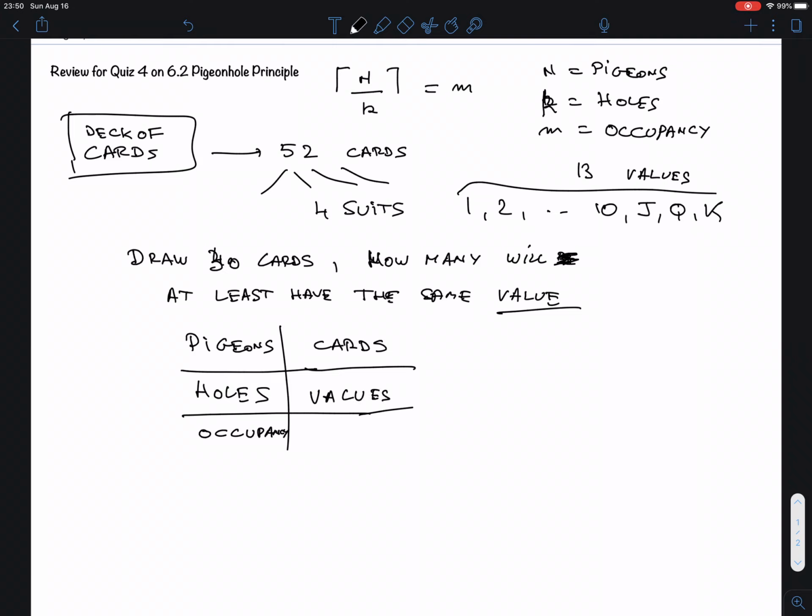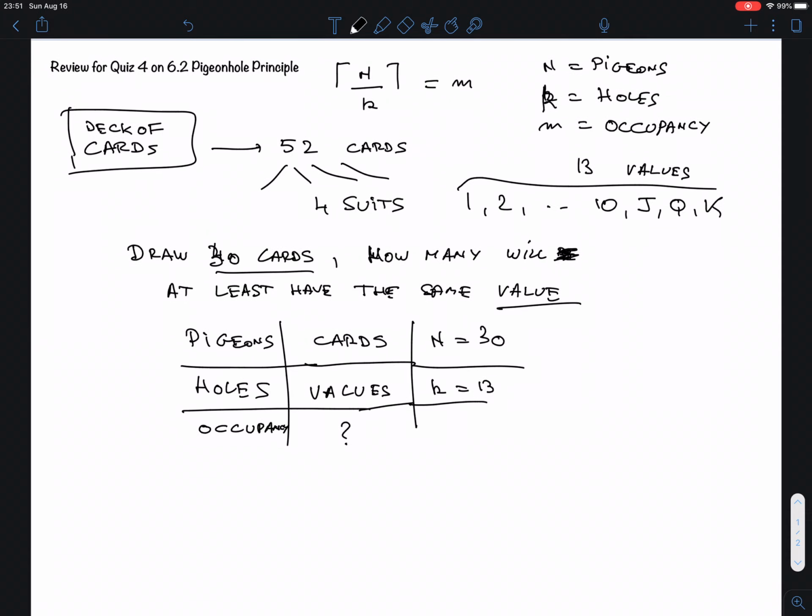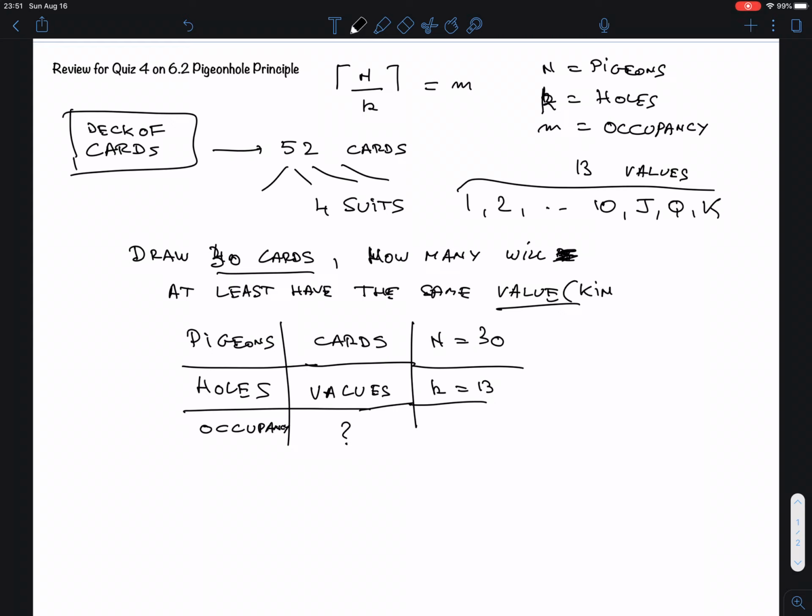So let's see what we know already. That's the 30 cards that I'm drawing, so N is 30. The number of values, K, is 13, and the occupancy, that's the question. We don't know what it is. How many do I have at least of the same value? In poker, to have 2 of the same kind, one says a pair. 3 of the same kind, that's called a set.